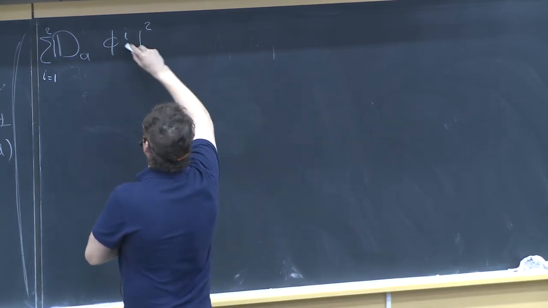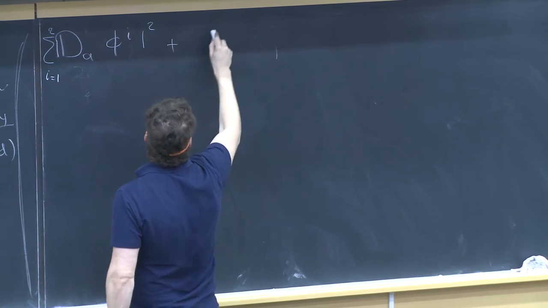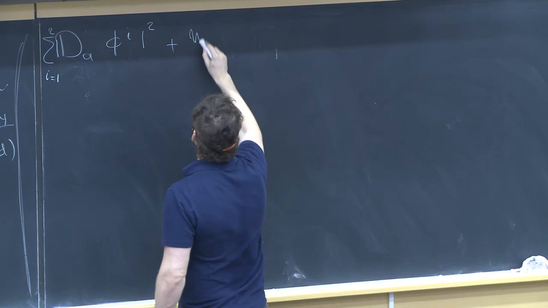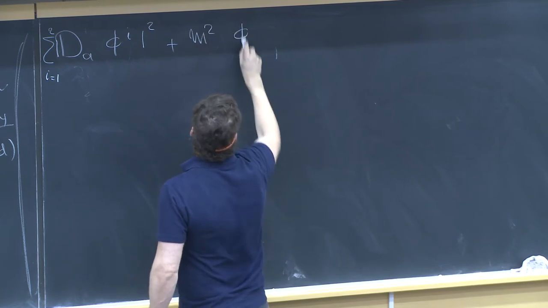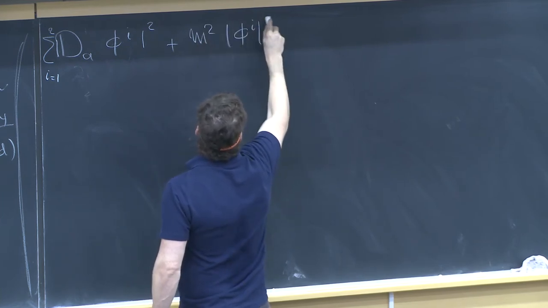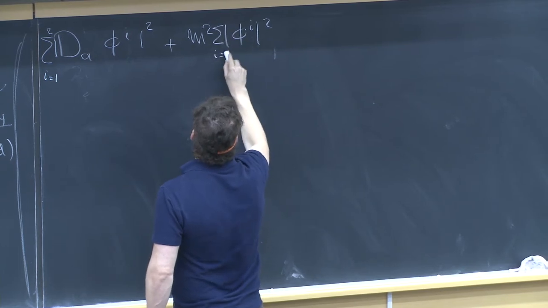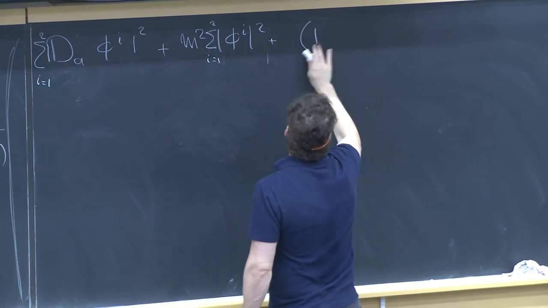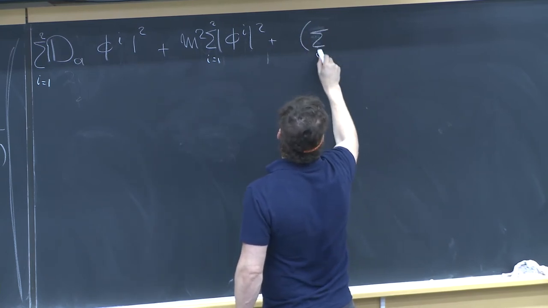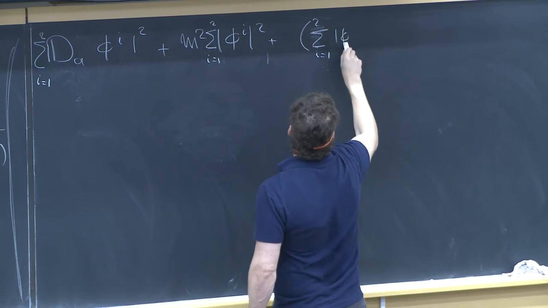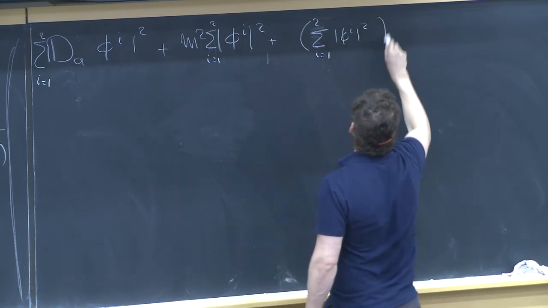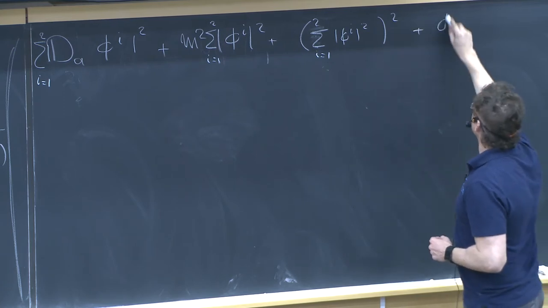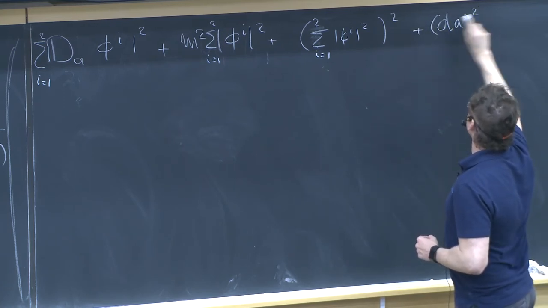So |D_A phi_i| squared plus, now I need to add the quartic interaction. And also, I'm going to write the mass term explicitly. So it's |phi_i| squared, and we sum from 1 to 2. And there will be this quartic interaction, which is important for the stability of the model. OK, so I'm adding this nice quartic interaction and the usual kinetic term for the photon.